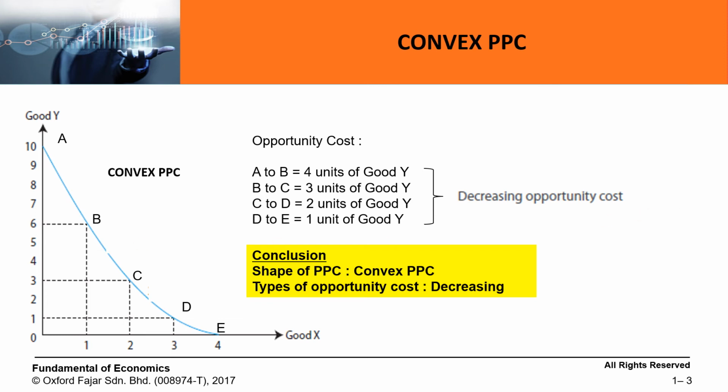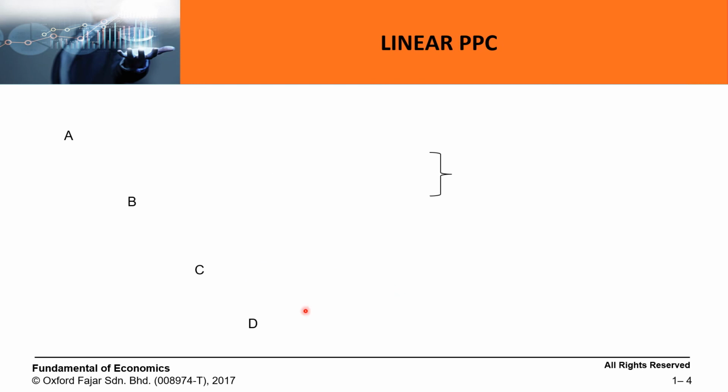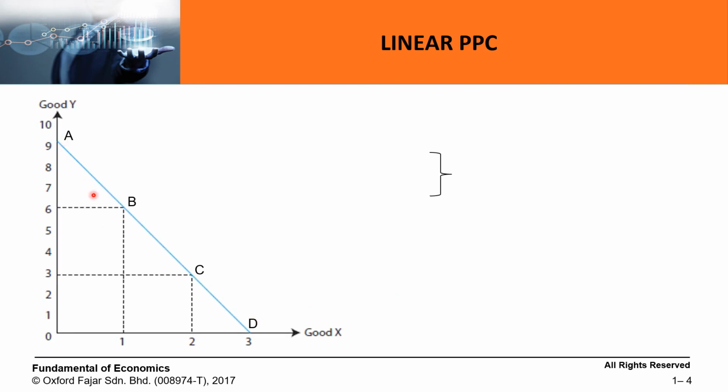And the third graph dekat PPC ni, kita ada one straight line graph. So, graph ini kita namakan sebagai linear PPC. Istimewanya linear PPC ni, kita dapati apabila kita ubah kita punya pilihan, okay, kita tukar kita punya choice from A to B, B to C, C to D, kita akan dapati we have to sacrifice at the same amount of good X.